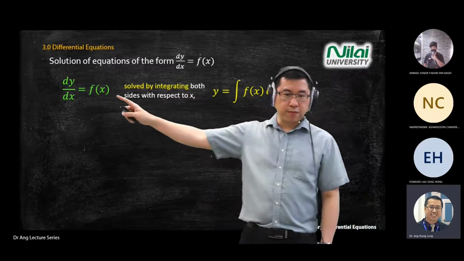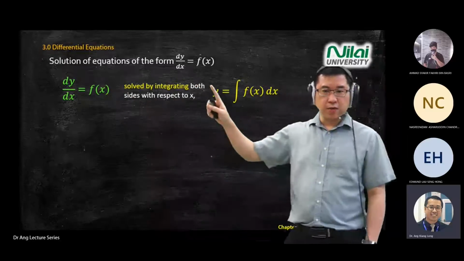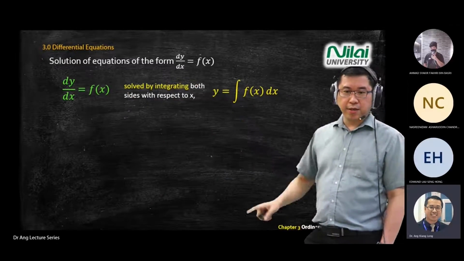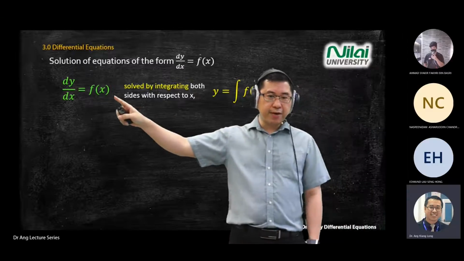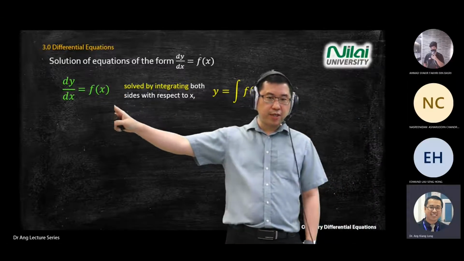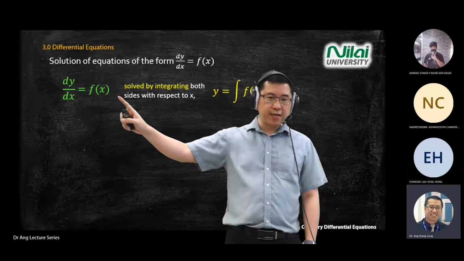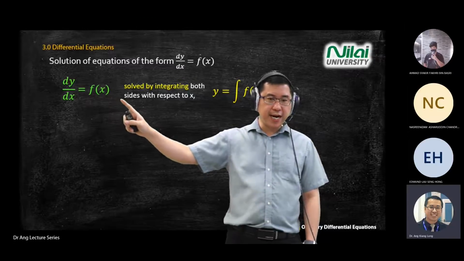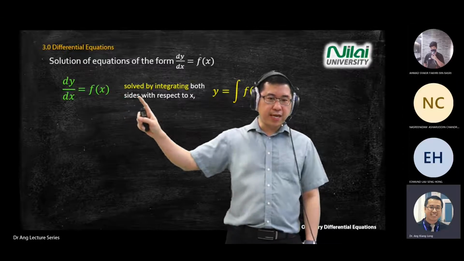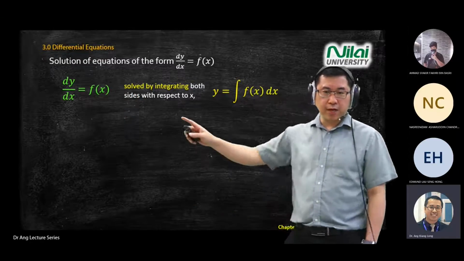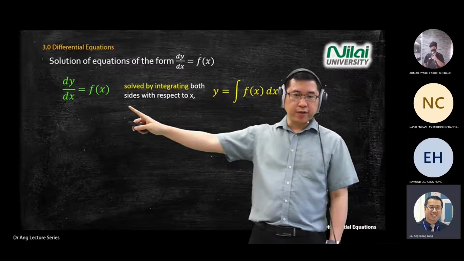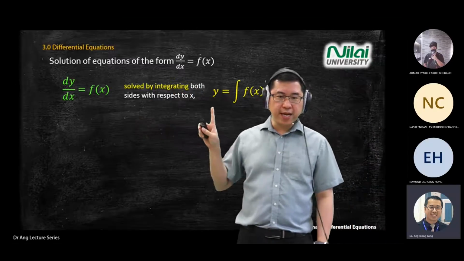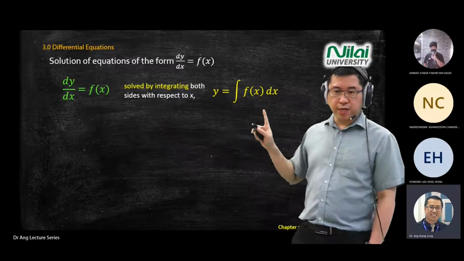So from here, you get back the equation by using integration. How do you arrive at this one? By rearranging this equation, you pull the dx to the right. You are seeing dy equal to f(x) dx. When you're seeing dy one side, dx one side, you know that automatically the step will be using integration. When you integrate dy, you get y. When you integrate f(x), you get this one.